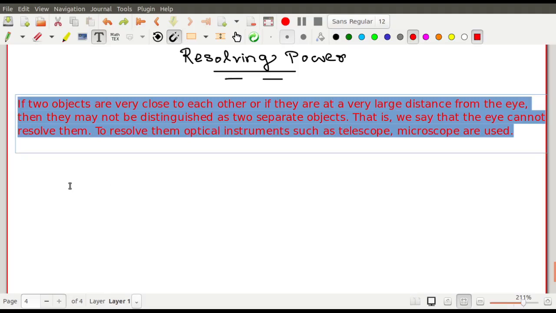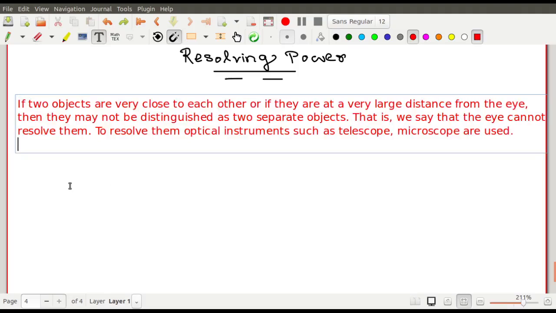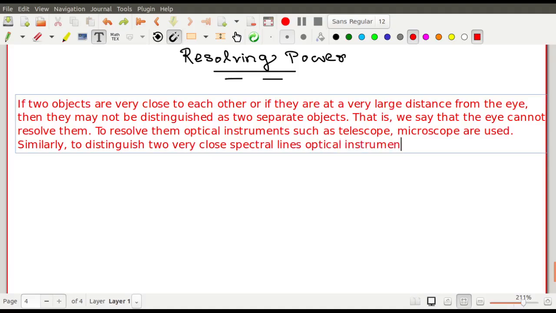So next line আমরা এটাও লিখে দিচ্ছি যে similarly, to distinguish two very close spectral lines, optical instruments like prism, grating, etc.